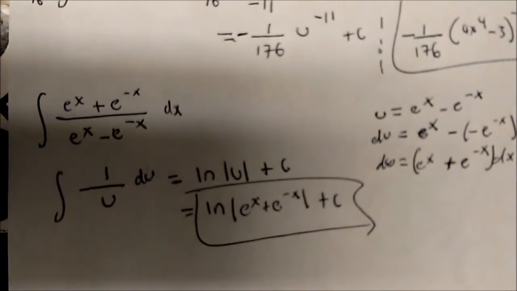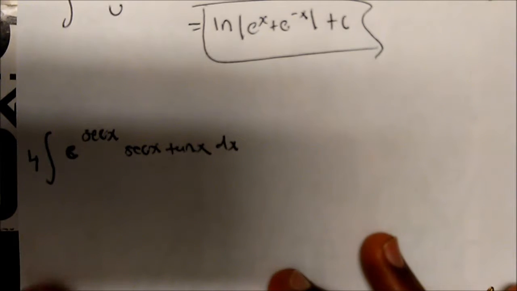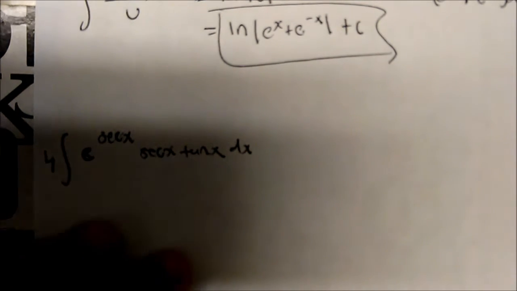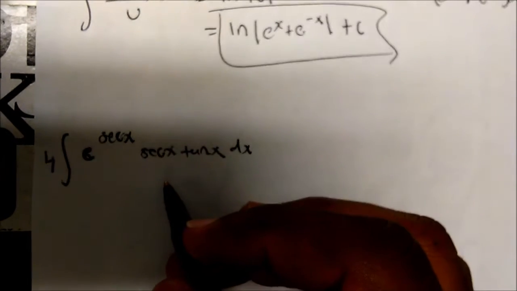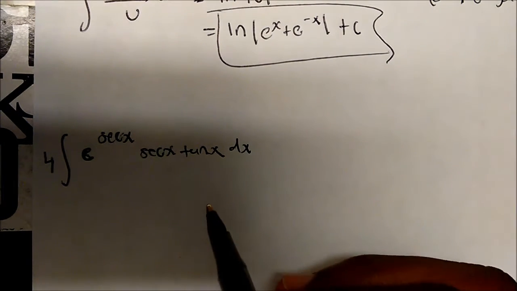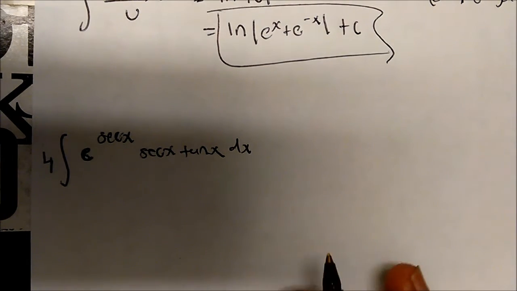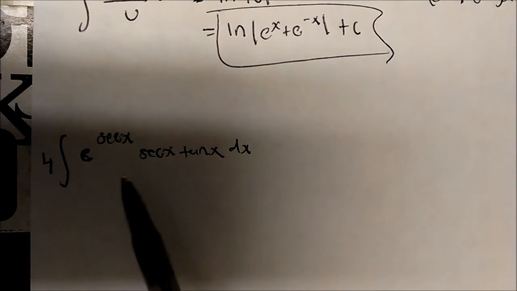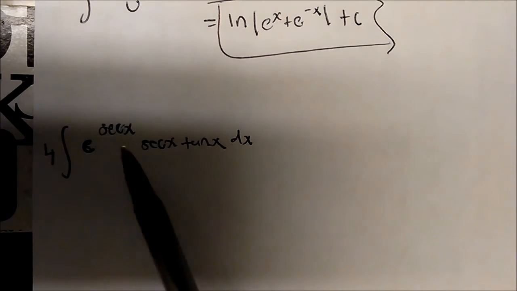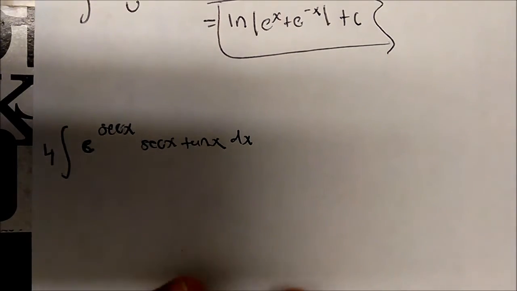Let's look at this one. E to the secant x, secant of x, tangent of x. What would I set my u equal to? Well, again, you want to look for things in terms of trigonometric functions, look for things that are derivatives of each other. So what do I mean by that? When you take the derivative of that u, you should always get something that's already there. So this is what I mean.